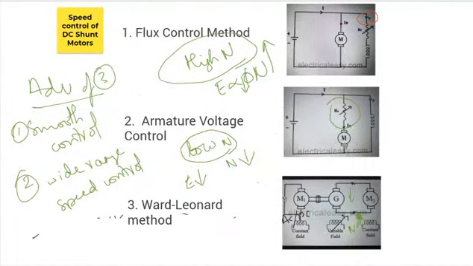When you go for the Ward-Leonard method, it is possible to have a wide range of control. This is about speed control of DC shunt motors.